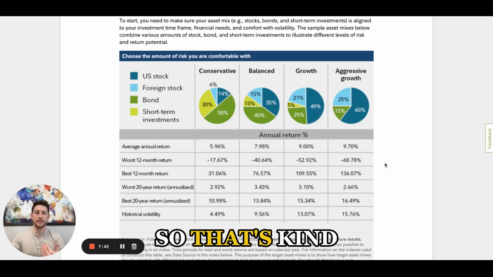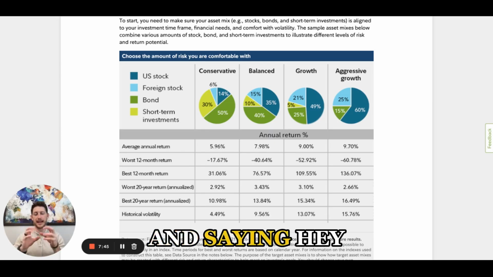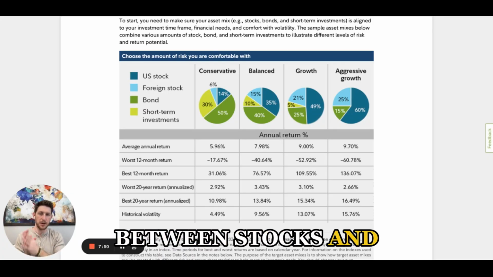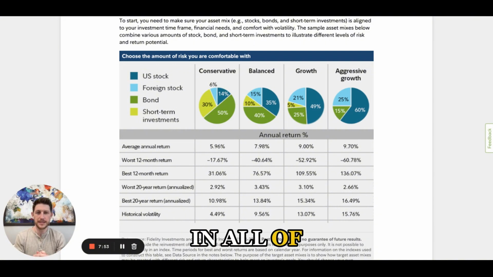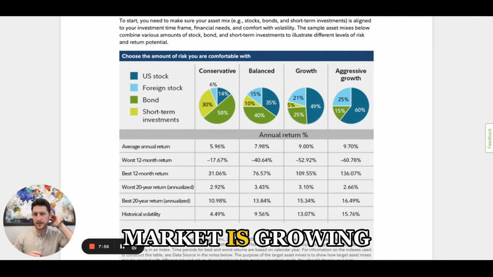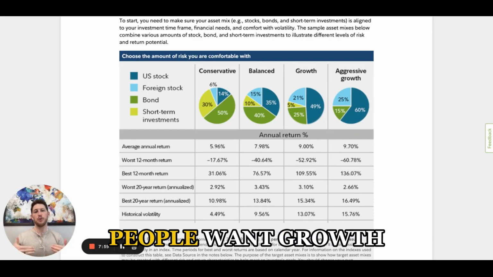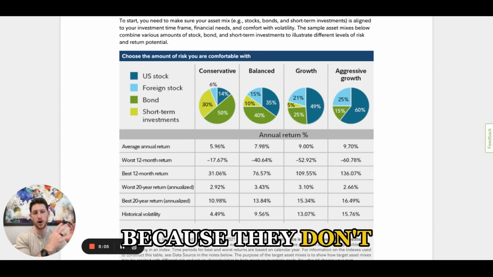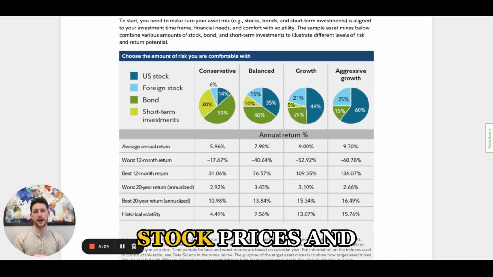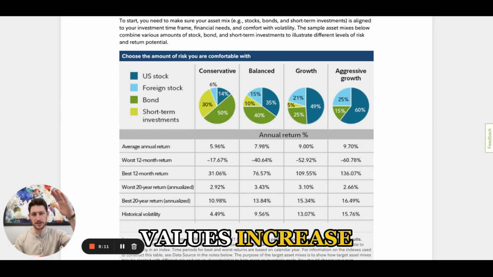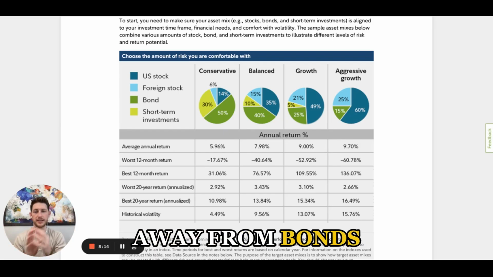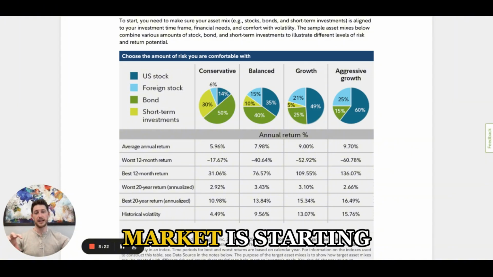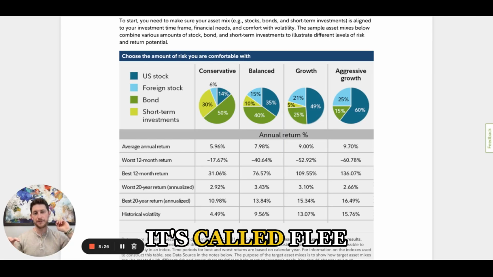Okay. So that's kind of modern portfolio theory and saying, hey, when stocks go up, there's an inverse relationship, generally speaking, between stocks and bonds. That's why they're fundamental in all of these portfolios. When the stock market is growing, the economy is growing, people want growth. So they shift assets into growth assets because they don't want to miss out on the growth, which means that stock prices and values increase. When they're doing that, they're moving money away from bonds and putting them into stocks. So bond values decrease. When the stock market is starting to go down, it's called flee to safety.